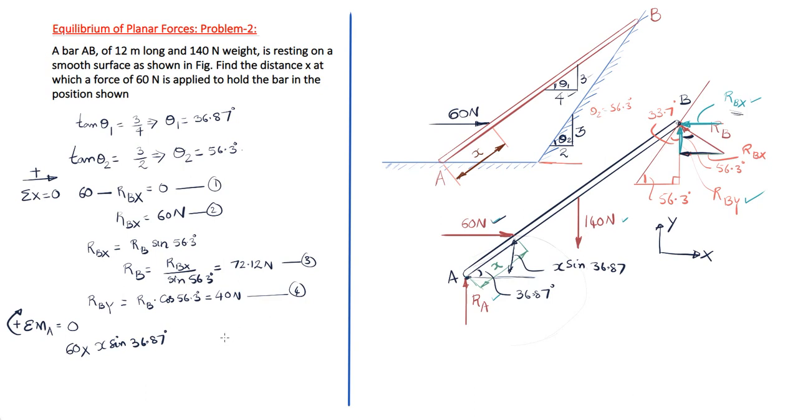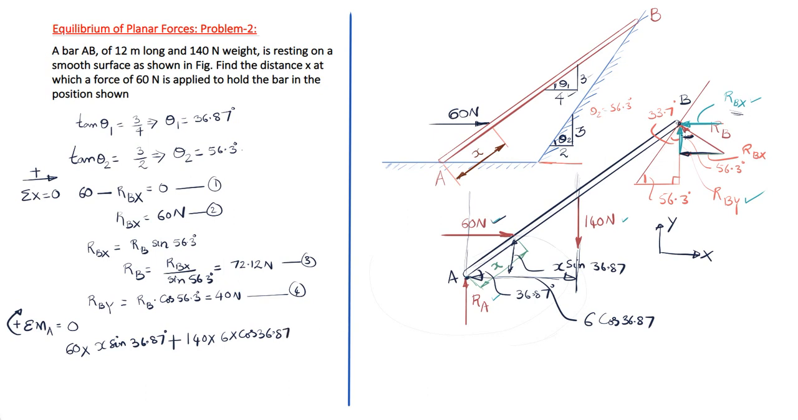Now let us take 140 Newton. This 140 Newton will also have a clockwise moment about point A. So that is plus 140 Newton multiplied by its perpendicular distance. This is the line of action of this 140 Newton and this is the moment center. So we need this distance here. This distance is nothing but half the distance of the bar AB, which is 6 meter. So this will be 6 multiplied by cos 36.87, and it has a clockwise moment.